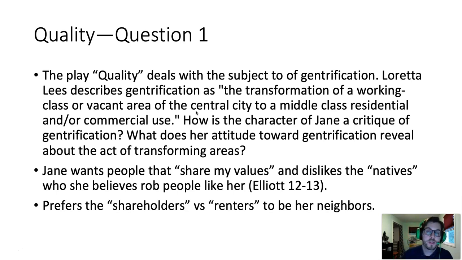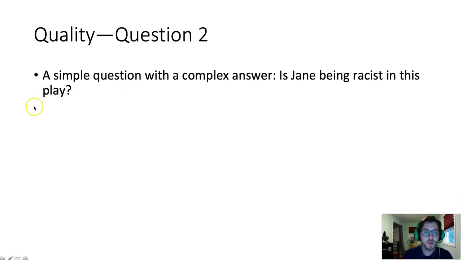So already we see that Jane dislikes people who are different from her. She dislikes people who don't share her values. She dislikes people that she calls natives in the building. And she would prefer to be neighbors with someone who is a shareholder as opposed to a renter. So let's start with a simple question. Is Jane being racist in this play?